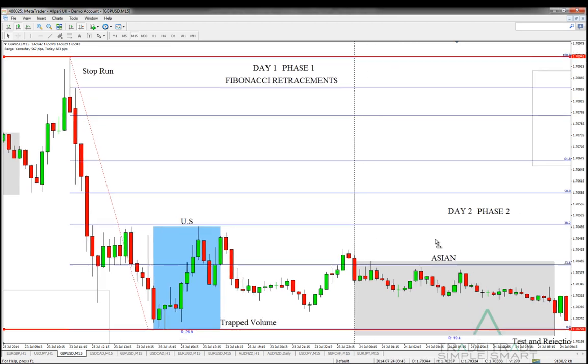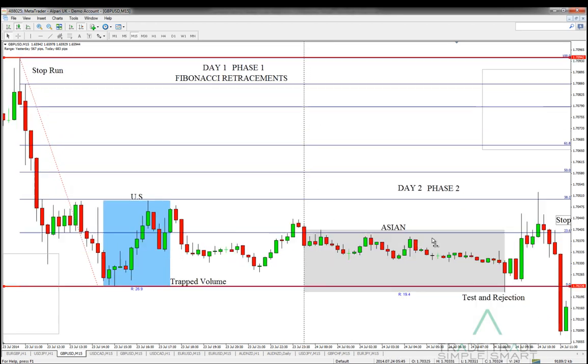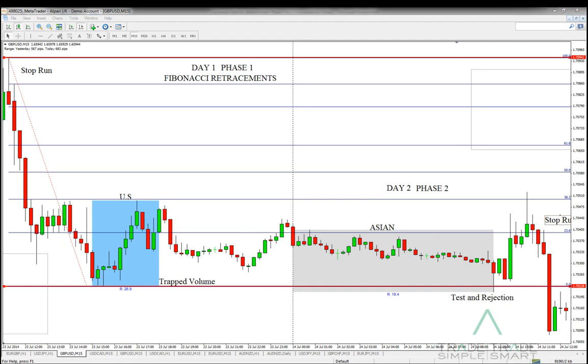So if we move forward, we see that the 0.382 internal retracement, the market is pushed through the level, quickly rejected, and then the trend unfolds.